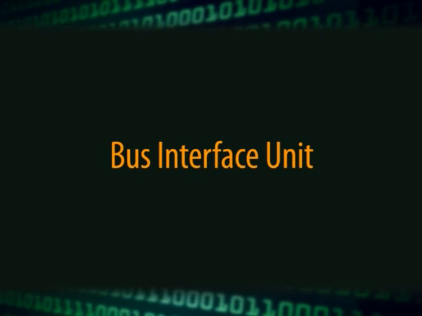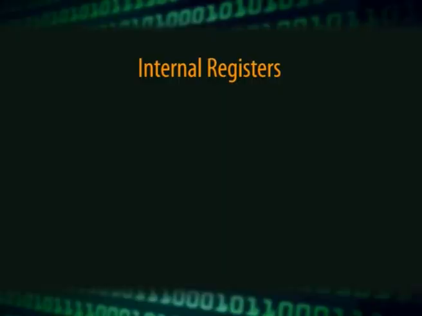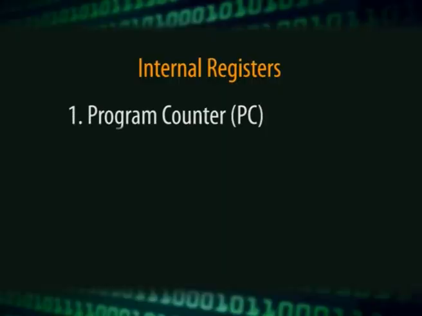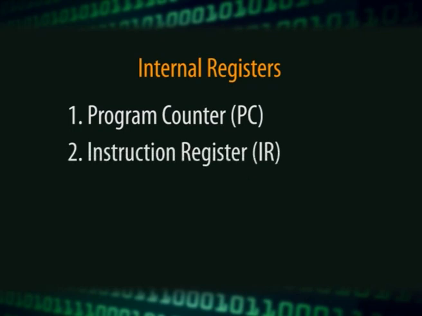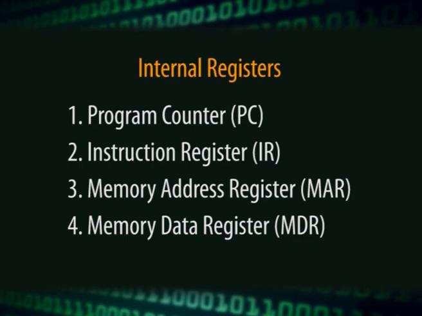Next important component of CPU is bus interface unit. The bus interface unit is a place where the instructions and data flow in and out of CPU. It connects CPU to the system bus so that it can communicate with external cache, RAM and the rest of the computer. The CPU executes an instruction with the help of 4 internal registers. First is program counter, second is instruction register, third is memory address register, fourth is memory data register.